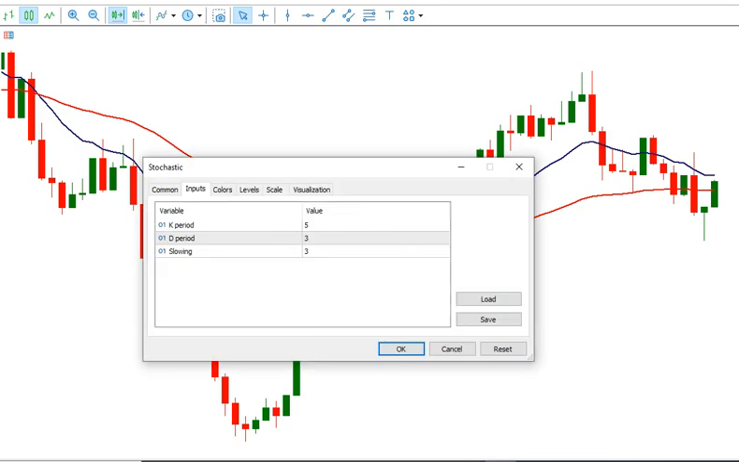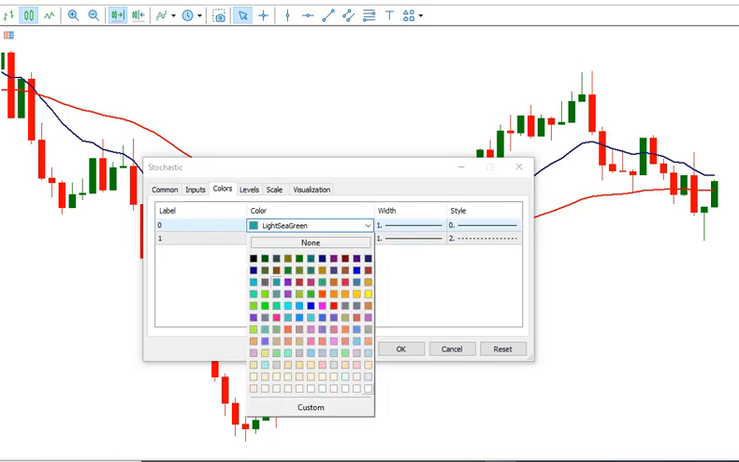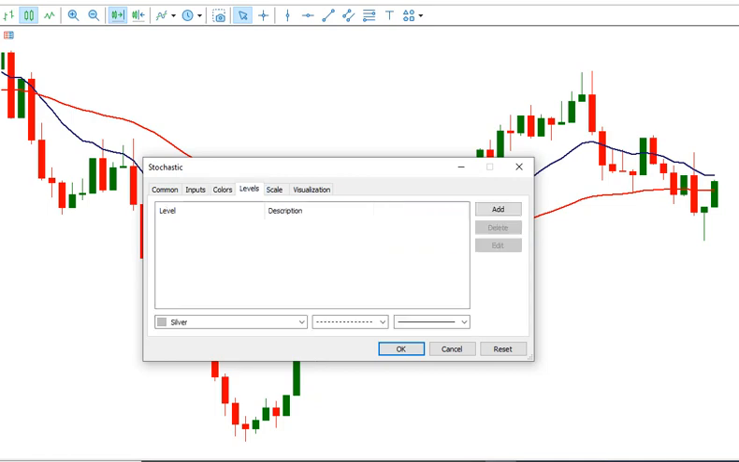This is the stochastic oscillator. Then I'll be adding my K period as one and my D period as one. I'll be adding my slowing as one so that it will not be that harsh. Then I will be adding my color. The red here is the background color. The light sea green is the background color. Are you getting that? Then my levels, this is where you should pay attention.